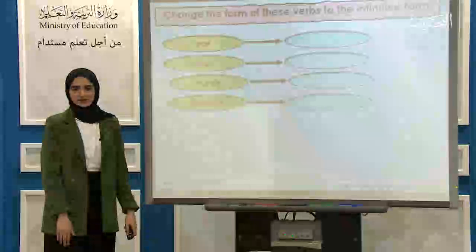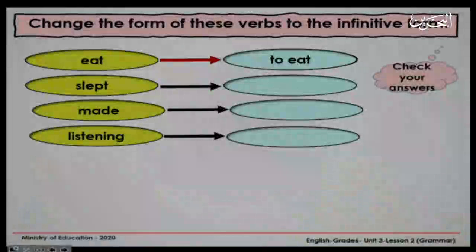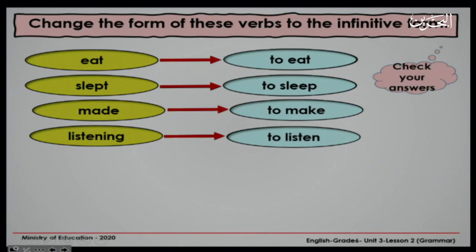Now let's check the answers together. So the first one, eat, becomes to eat. Slept becomes to sleep. Made becomes to make. Listening becomes to listen. As you can see, even if we have past simple verbs like slept and made, they become to sleep and to make. And for the present continuous verb listening, it becomes to listen.